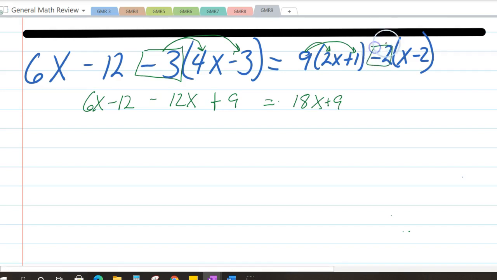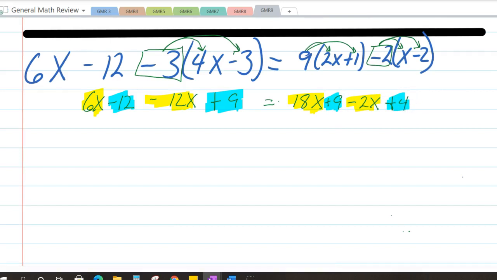Again, I have the entire -2 is going to distribute to the x and to the -2. -2 times x is -2x. -2 times -2 is a positive 4. Now I look for like terms that I can combine. 6x, -12x. -12, positive 9. On the right-hand side, I have an 18x and a -2x, and I also have a positive 9 and a positive 4. When I combine like terms, I'm left with 6x take away 12x is a -6x.